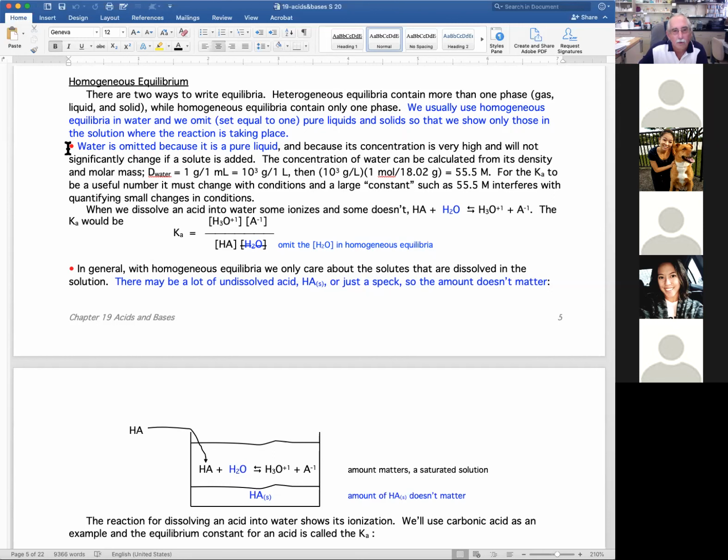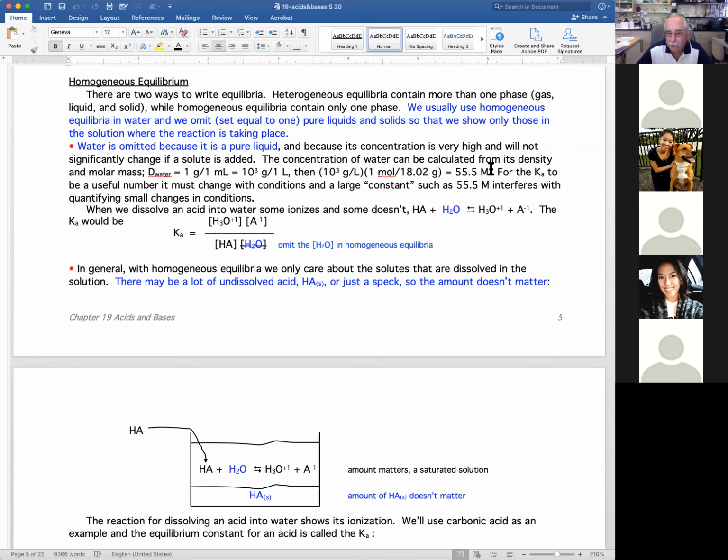I remember having an argument with one of my chemistry teachers, who I used to play music with his son. But I told him we're not omitting anything. We're just saying it equal to 1. So why do we leave out water? Well, because it's a pure liquid, and because its concentration is very high, and it's not going to change very much if you add something to the water.